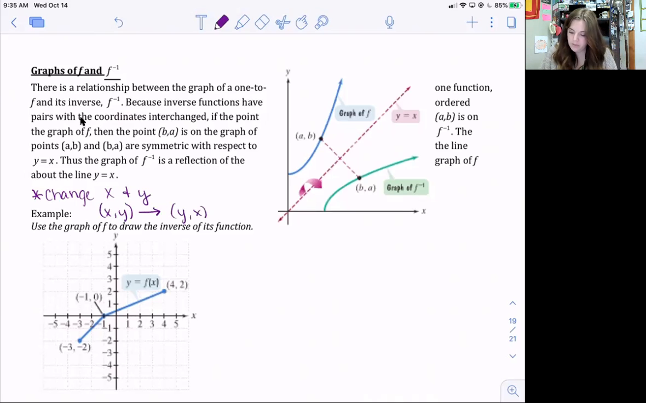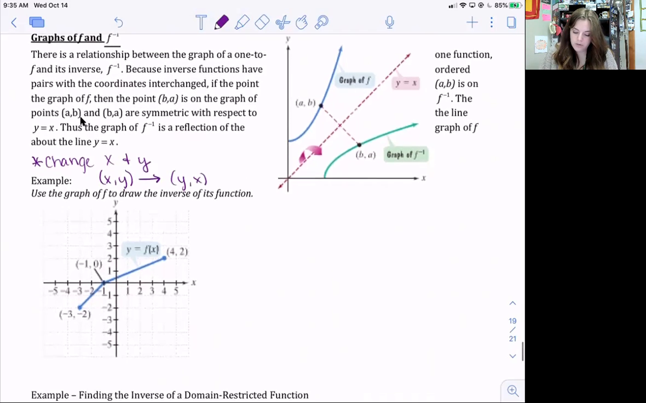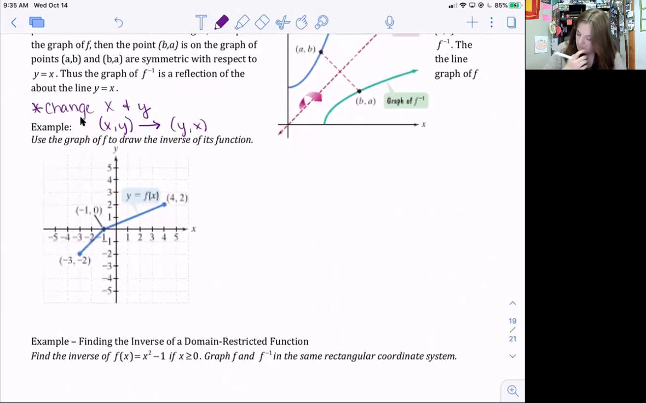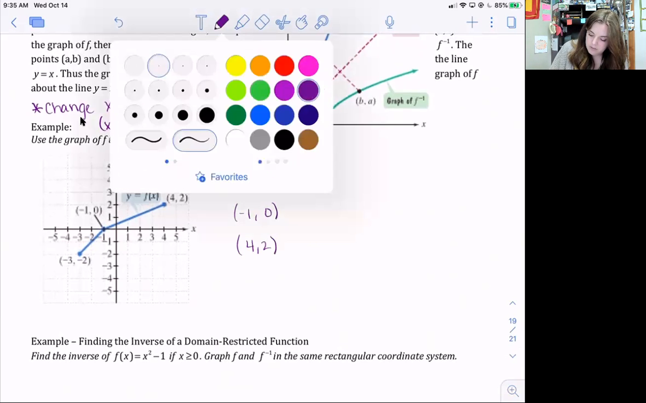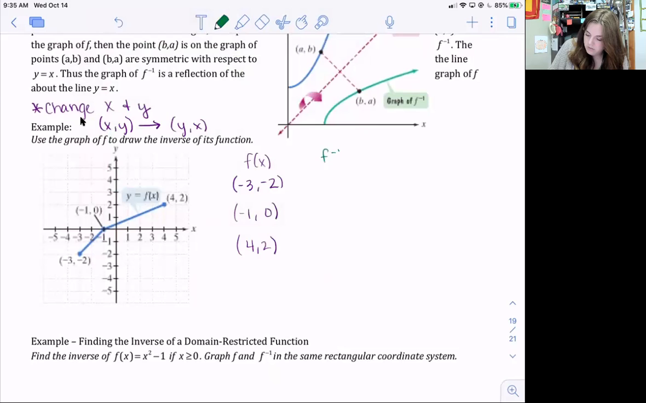Okay, so that's what this picture on the right is showing. So use the graph of f to draw the inverse function. Okay, so I'm going to write out our ordered pairs. So from left to right, we have (-3, -2). This is our f of x. We have (-1, 0), and (4, 2). So if we want to rewrite this so that we get our inverse function, we're going to switch our ordered pairs. So this first one's going to become (-2, -3). The second one will become (0, -1). And the third will become (2, 4).